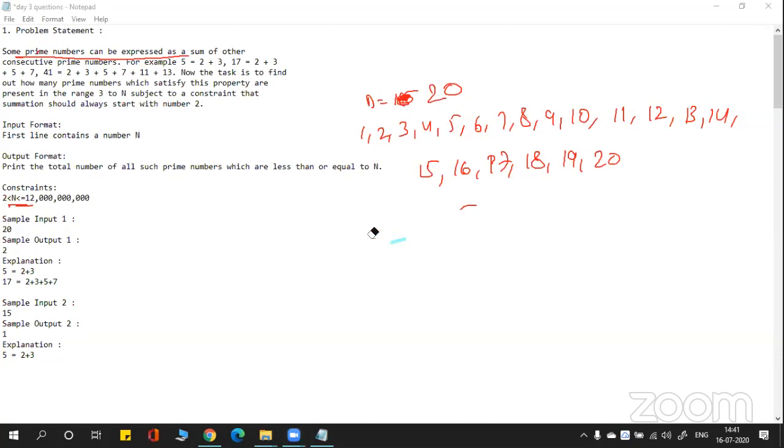So if you observe, it is not all the numbers. It is only prime numbers that should be expressed as a sum of other consecutive prime numbers. They are telling consecutive prime numbers. What is the meaning of consecutive? Can anyone tell me what is the meaning of consecutive?